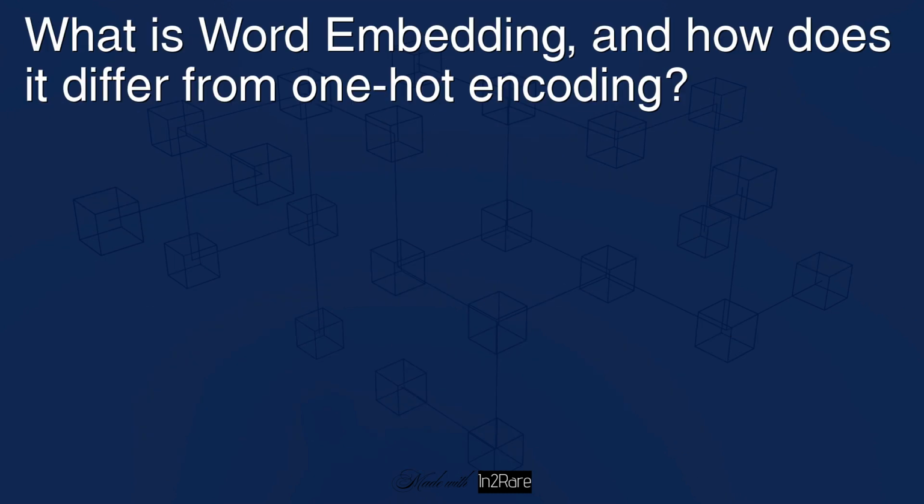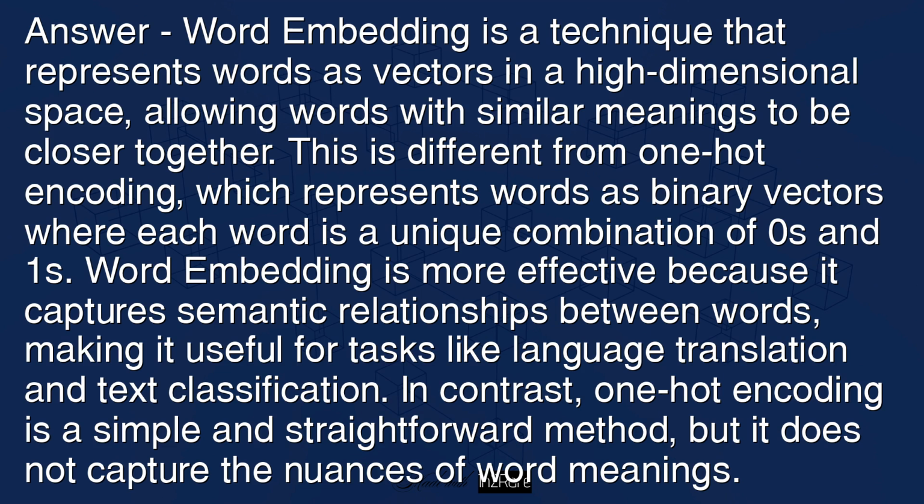What is word embedding, and how does it differ from one-hot encoding? Answer: word embedding is a technique that represents words as vectors in a high-dimensional space, allowing words with similar meanings to be closer together. This is different from one-hot encoding, which represents words as binary vectors where each word is a unique combination of zeros and ones. Word embedding is more effective because it captures semantic relationships between words, making it useful for tasks like language translation and text classification. In contrast, one-hot encoding is a simple and straightforward method, but it does not capture the nuances of word meanings.